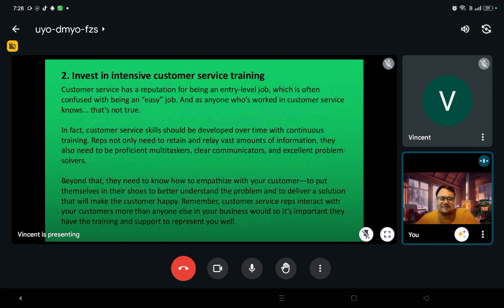Second, invest in intensive customer service training. Customer service has a reputation for being an entry-level job, which is often confused with being an easy job. As anyone who has worked in customer service knows, that's not true. Being a customer service representative is not easy, because we will handle customers, 90% of whom are irate.